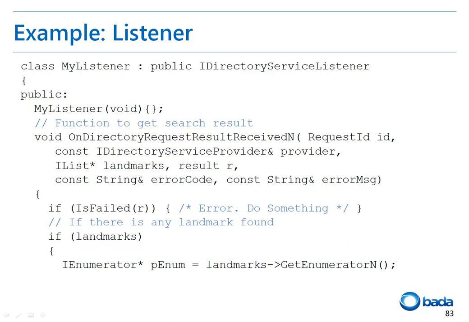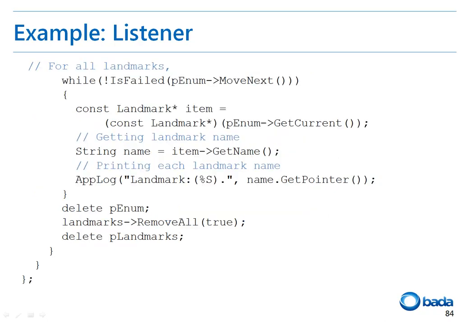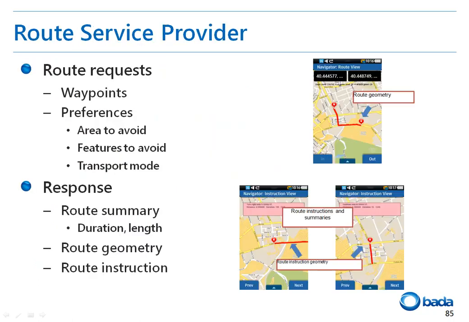The search result can be acquired by calling the onDirectory request result received end function of the iDirectory service listener object. In this case, the result is provided in the landmark list. In this example, I got an enumerator from the landmark list and traversed through the list, printing the name of each landmark item. So let's take a look at the route service provider.